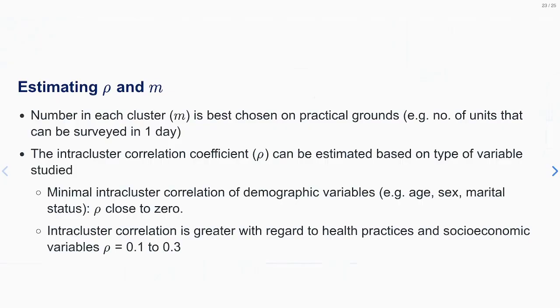The number in each cluster is best chosen on practical grounds. For example, the number of units that can be surveyed in one day. The intracluster correlation coefficient can be estimated based on the type of variable studied. Recall we already said age, sex, marital status, for example, have minimal intracluster correlation, whereas health practices and socioeconomic variables tend to have a larger rho, ranging between 0.1 to 0.3.